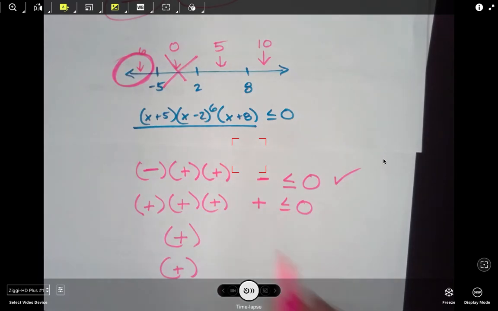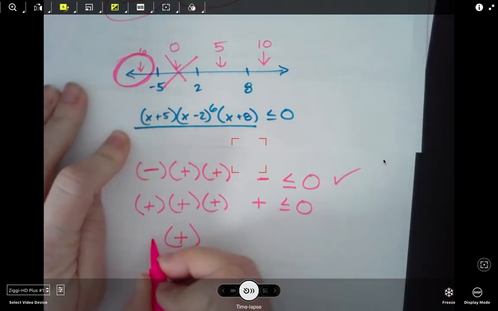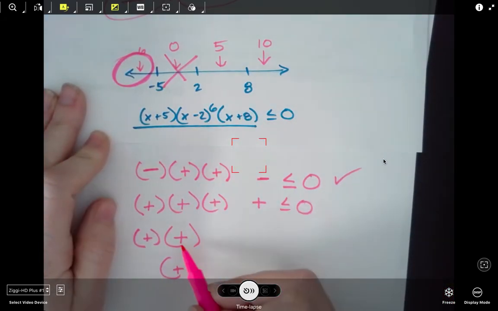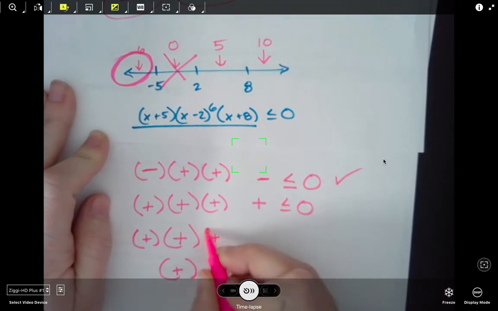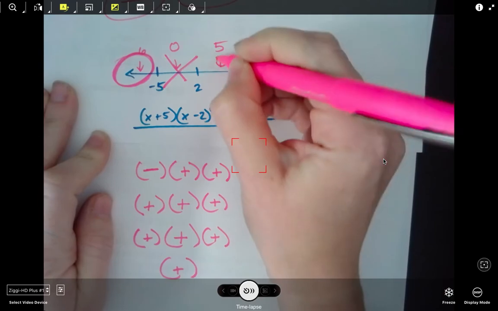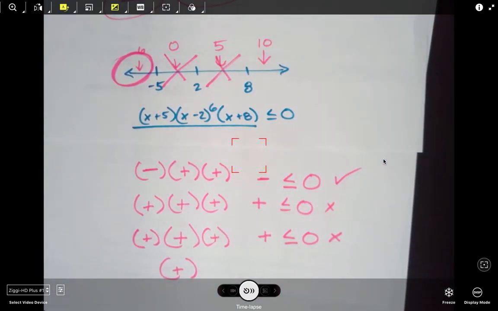Next, 5. 5 plus 5 is a positive number. We don't care what it is. Anything to the 6th power is positive. 5 plus 8 is positive. So we have another positive, positive, positive, which does not work. There's another region that we can cross out. Yeah? Are you guys checking to make sure I'm doing these right? Because I can make a mistake.